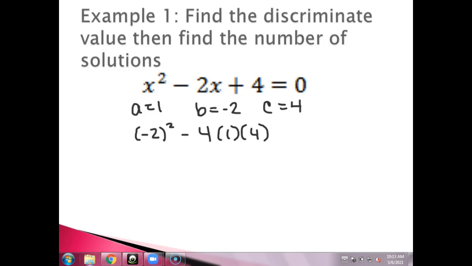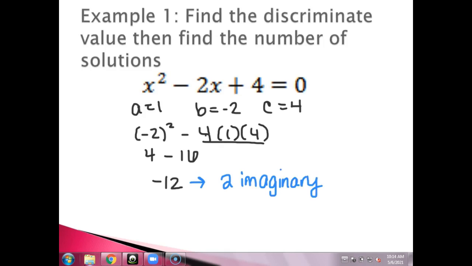So remember, order of operations is exponents first, so -2 squared is 4. And then you have to multiply before you subtract. So 4 times 4 is 16. So 4 minus 16 is -12. A -12 implies 2 imaginary solutions. All b squareds must be positive.